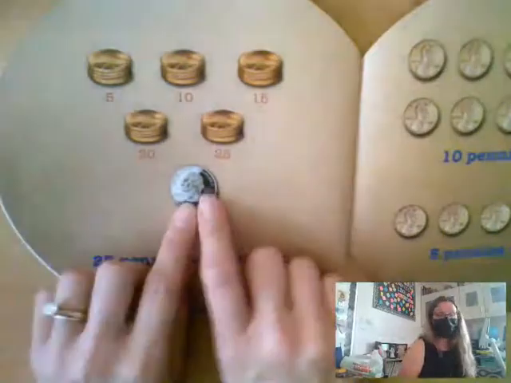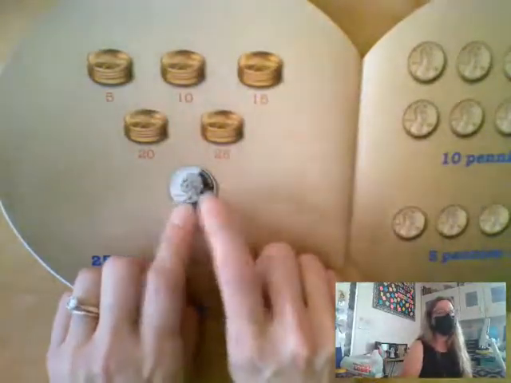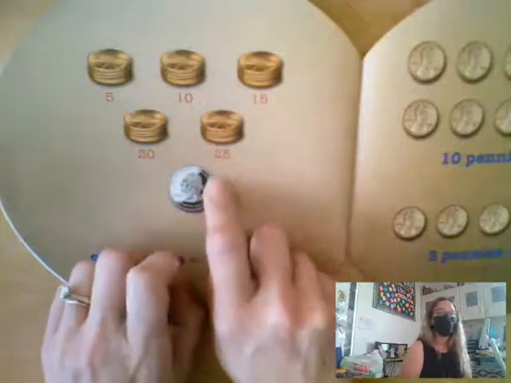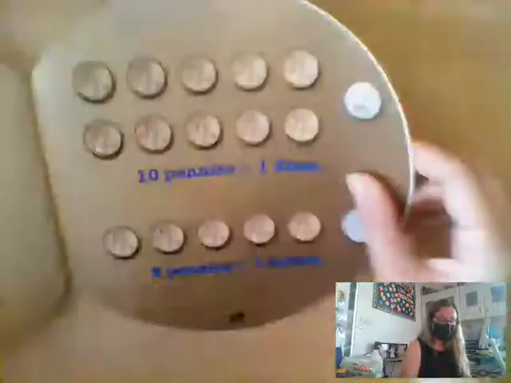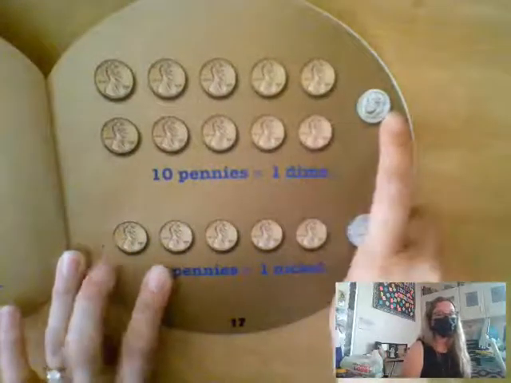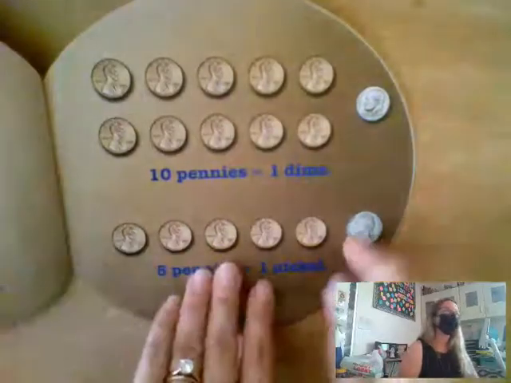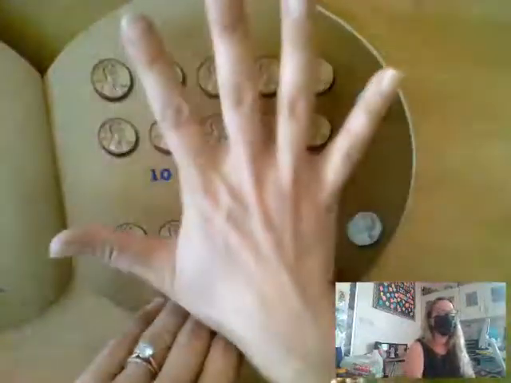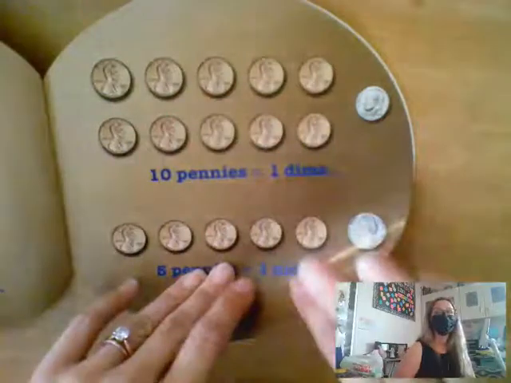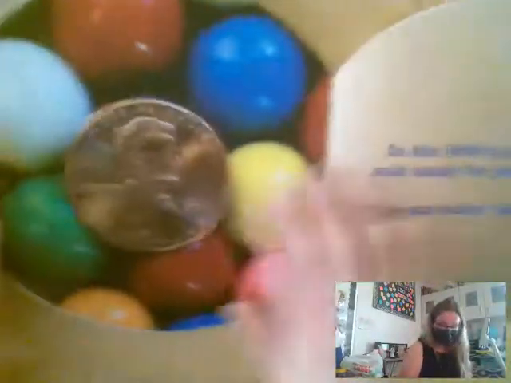25 pennies equals 1 quarter. So if you have 5, 10, 15, 20, 25 pennies, you would have 25 cents or a quarter. 10 pennies equals 1 dime. So 10 cents is a dime. And 5 pennies equals 1 nickel, which is the other coin we're learning about today, because a nickel is 5 cents. Connor, I see your hand up, but I'm going to wait till I'm done with the story. So if you want to rest your hand, you can.